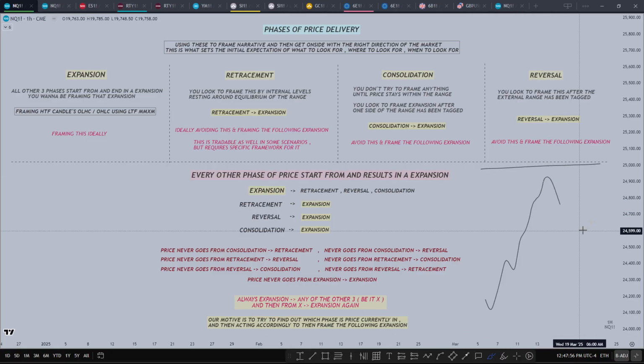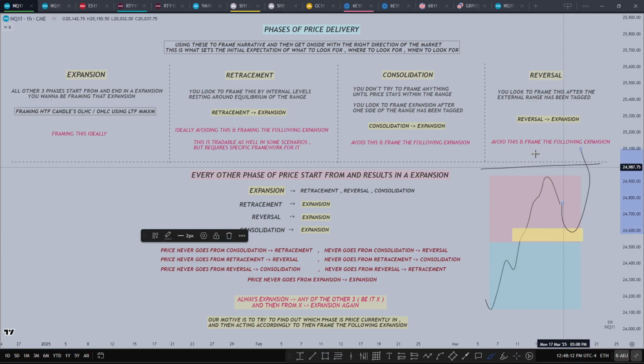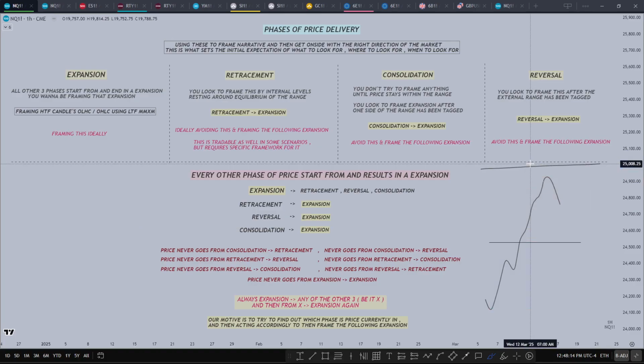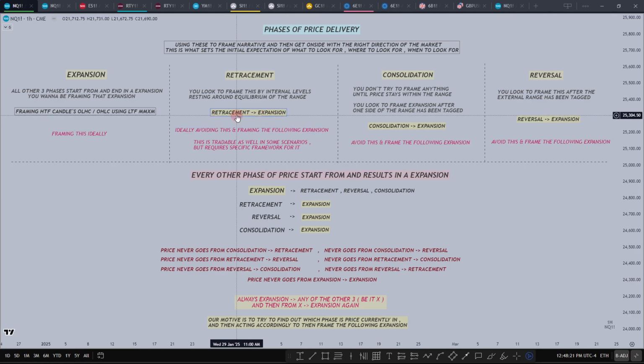And how would you frame retracement? You want to frame retracement around the equilibrium of the range, at internal levels resting around the equilibrium of the range, to then frame expansion from there to the objective. I will not go much deeper into that. Just for an overview, retracement to expansion, you want to frame that expansion. The intermediary phase is expansion, as I said.